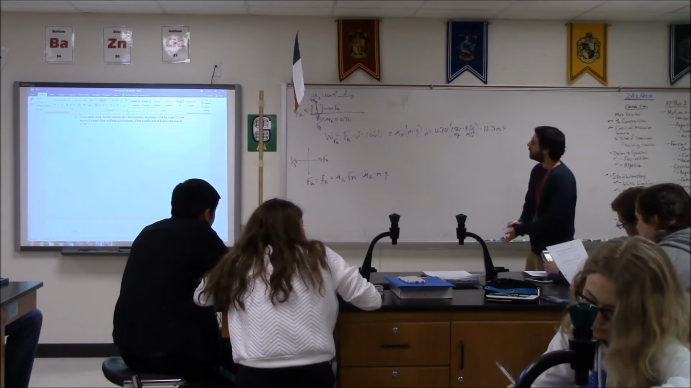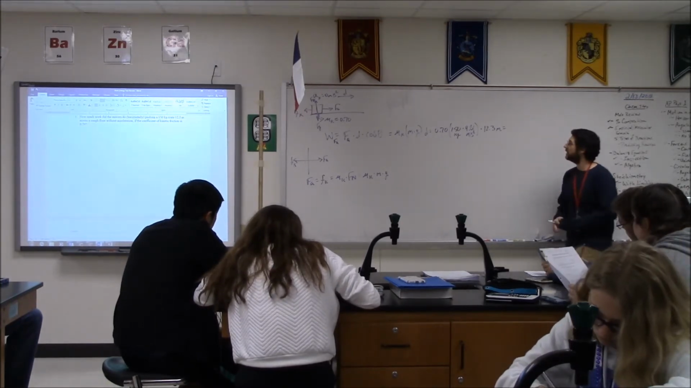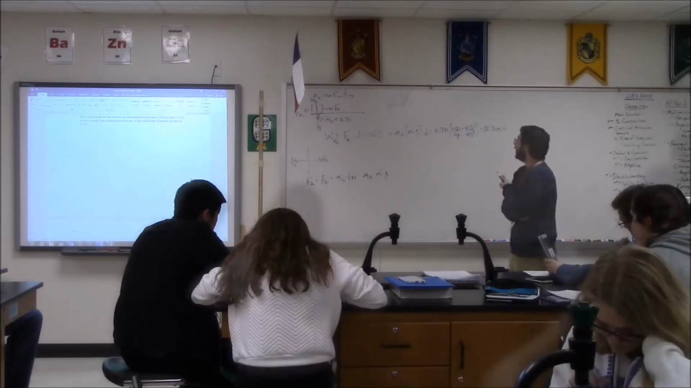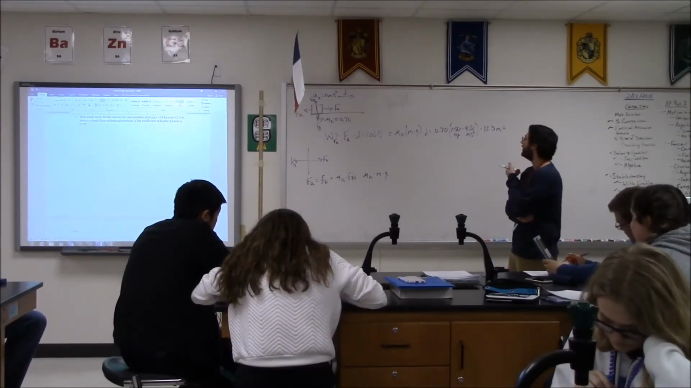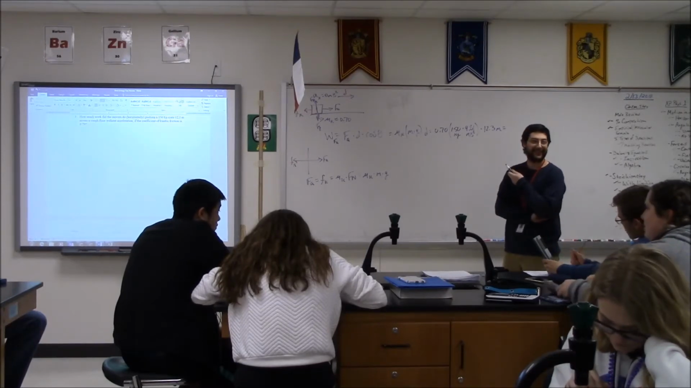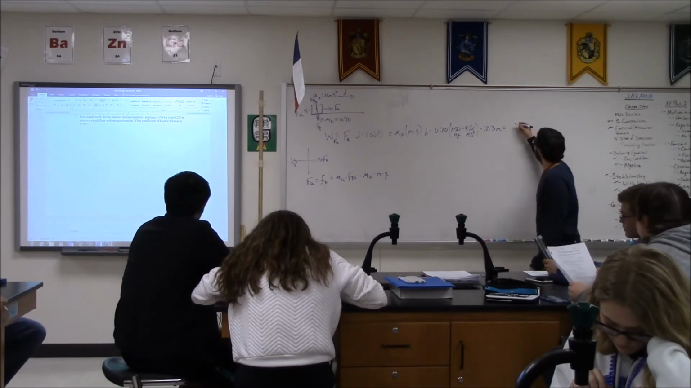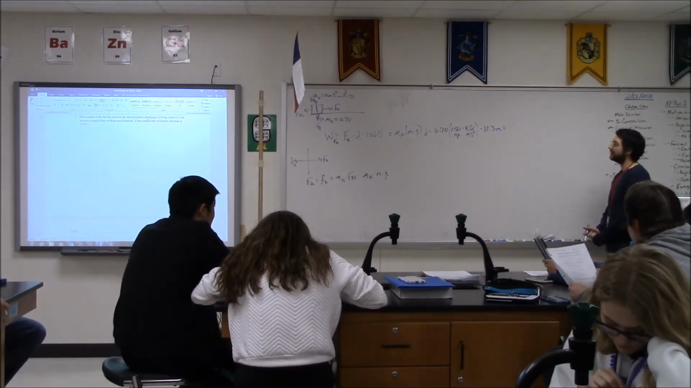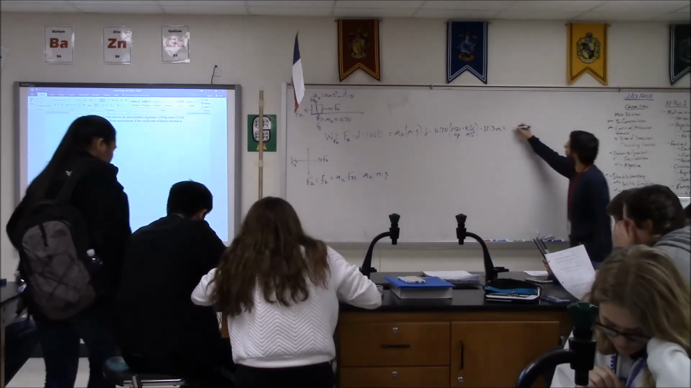Alright, how many sig figs should we have? 2. Alright, so plug that in and let's get an answer. Okay, what do we come up with? 13,000. Wait, how many? Well, that's a good question. How many sig figs? 2. Alright. 13,000.